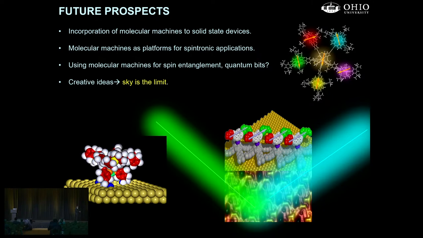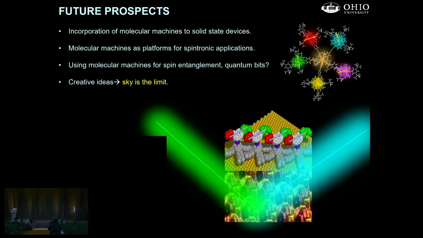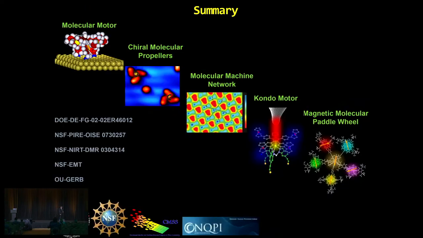And also, maybe we can use the machines for entanglement, and then probably also for the qubit in quantum information science. So all I want to say as a final word is that, with creative ideas, the sky is the limit. What we are doing is bringing into our hands the so diverse possibilities that already exist in nature, trying to improve them and use them for humankind. So with that, I want to summarize.